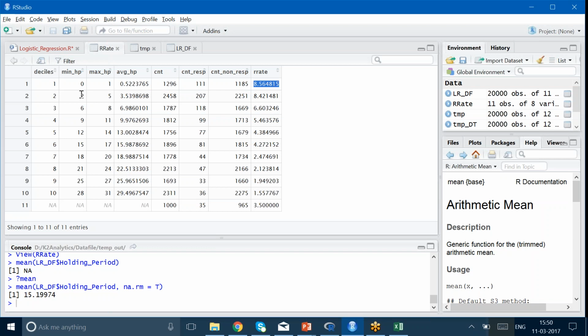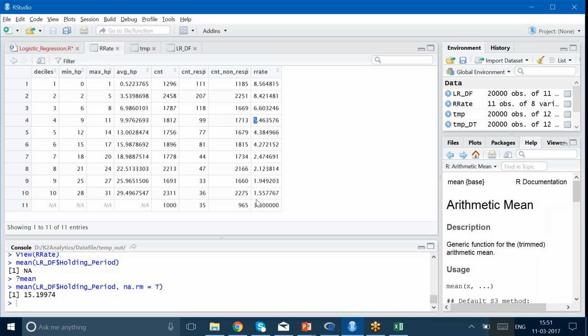8.56%. Then I see the second decile, obviously, because till 1 is already here. So here min holding period is 2, max is 5, average is 3.5. What is the success rate here? 8.4. Third decile, 5 is already gone. So 6 to 8 is coming, 9 to 11. Automatically this is happening using the decile function. Based upon decile, it has said that 0 and 1 will be part of 1, 2 to 4 will be part of this and so forth. And then I've just simply aggregated.